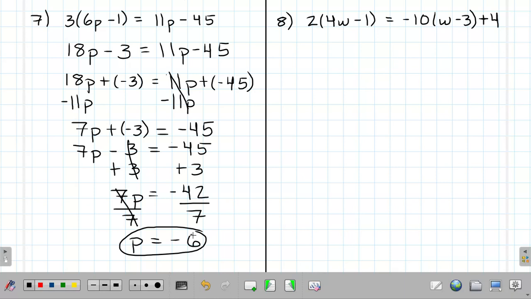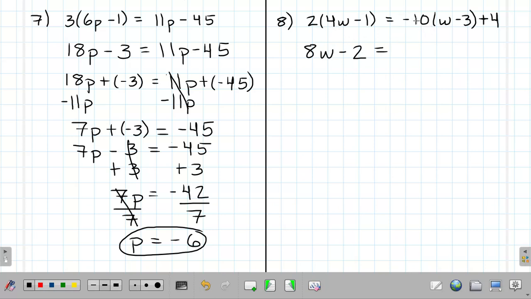Okay. Number 8, very similar, except now we've got distribution on both sides, and you'll actually see we're going to have to combine some like terms. If you see this plus 4 over here, that's actually indicating to us we're going to have to combine some like terms. But first things first, let's distribute. So 2 times 4w is 8w minus 2 times 1 is 2. So that's pretty easy in terms of the left-hand side.